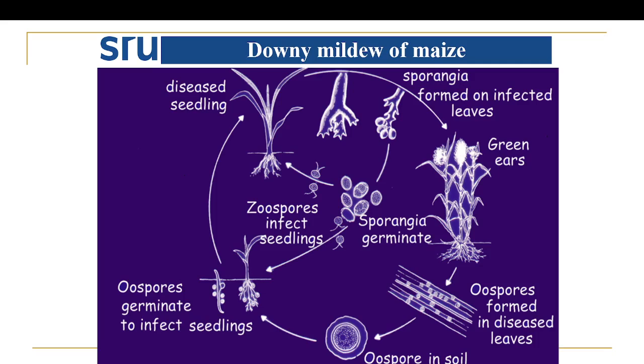So here the main primary source of inoculum is oospores present in the soil, overwintering oospores, and the secondary spread is mainly through zoospores. Secondary zoospores may spread through irrigation water or rain splash, and they will cause secondary infection.